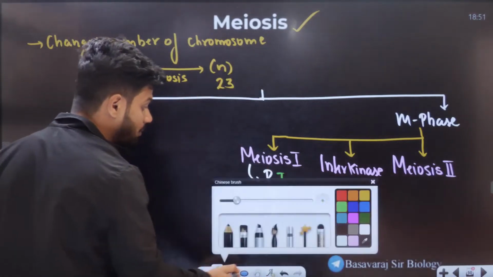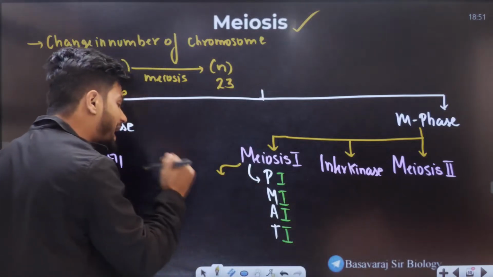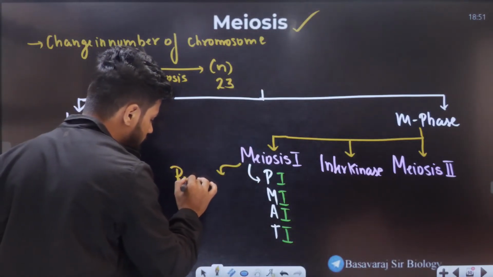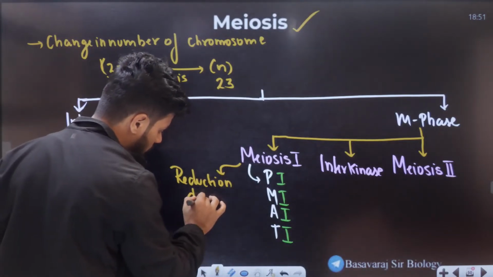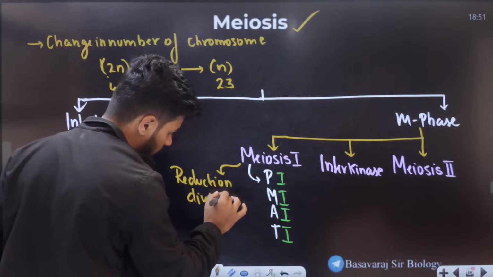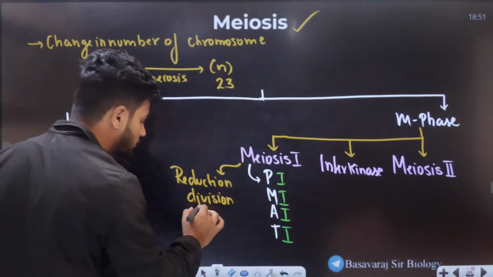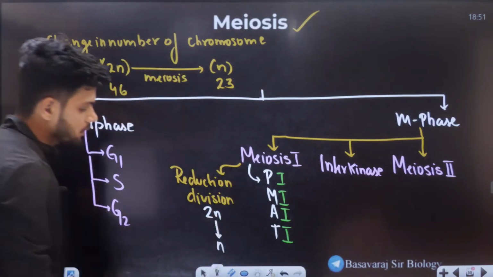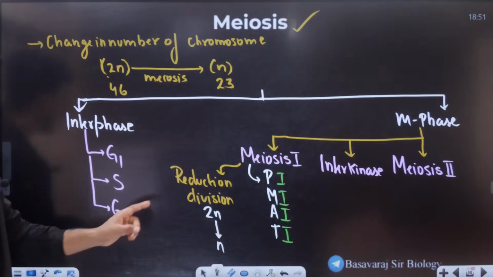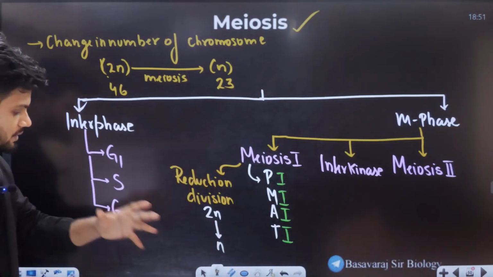And students, remember very carefully, this is the meiosis which is actually called reduction division. Why? Because in meiosis 1 itself, the 2n is converted to n. Okay. Now there is interkinesis.